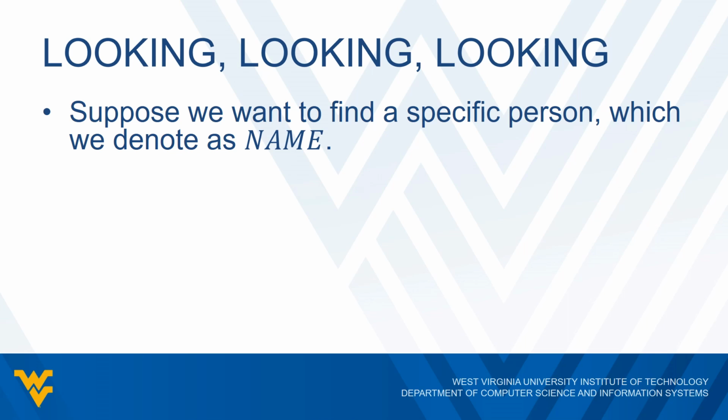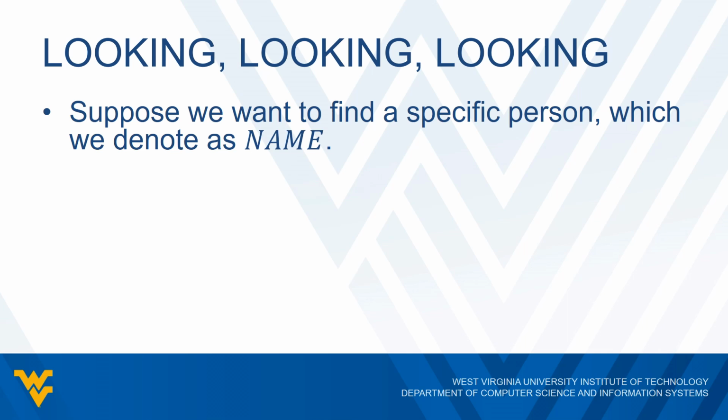So let's say we want to find a very specific person, and we'll call that person name. So name will be a variable that contains the name of a person that we want to see if that person is in our directory. So take a minute just to think about how would you go about seeing if this person exists in our phone directory. If you need to pause the video, go ahead and do so, but just take a minute to think about how would you solve this problem.